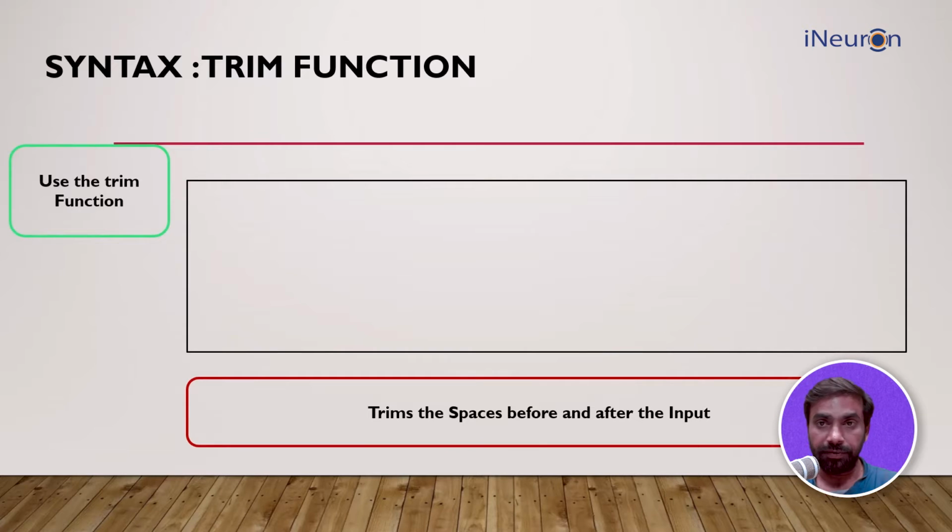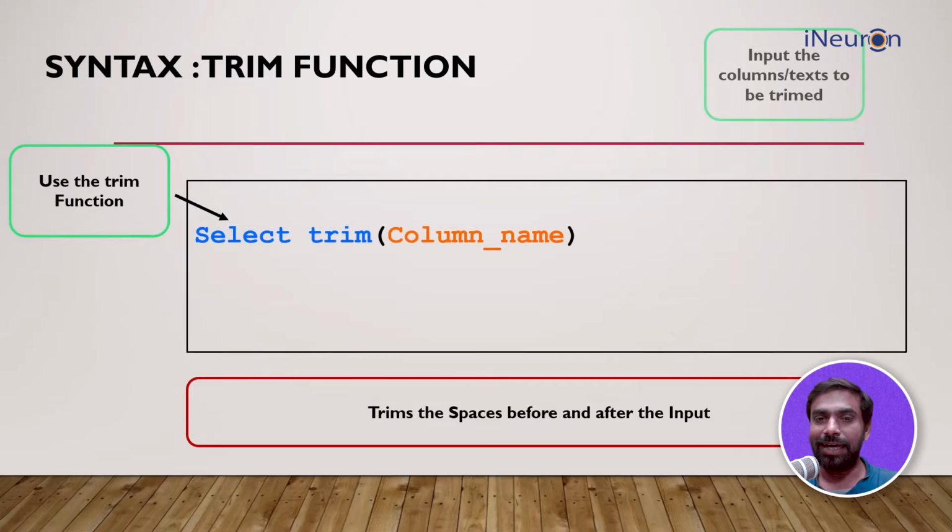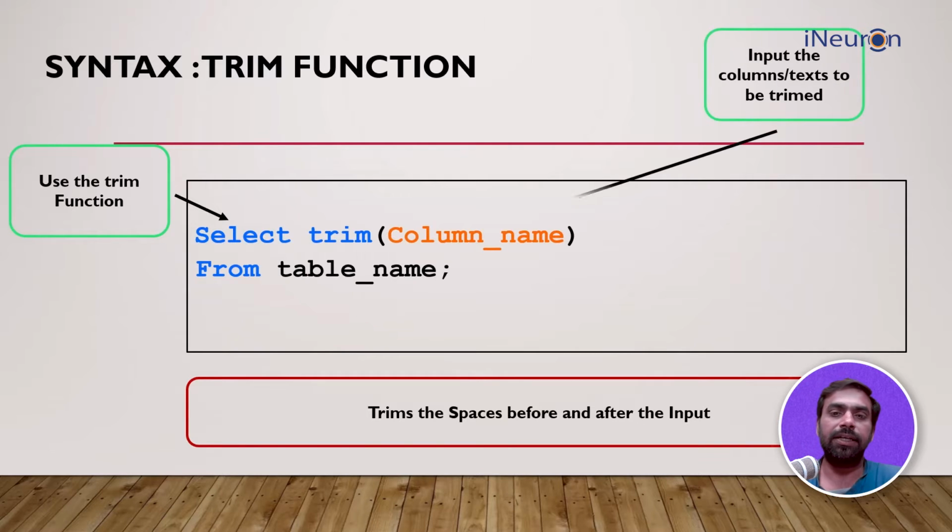We just use this trim function to look at the syntax. Set the trim function, the column name, simple as that. And then the columns that text needs to be trimmed. And then provide the table name from which you're doing this. And then that ends the syntax. Simple as that. Let's see it in SQL and have an example of that.